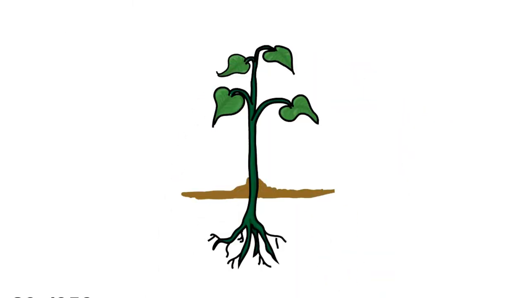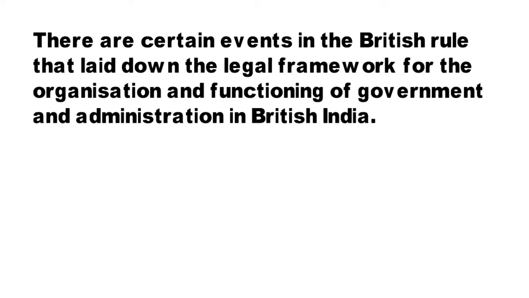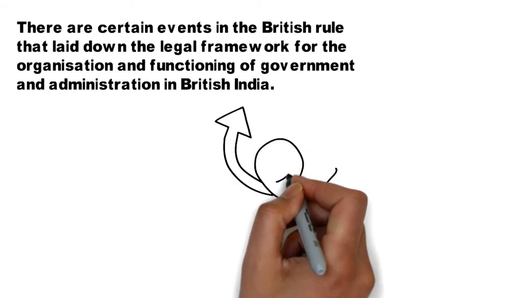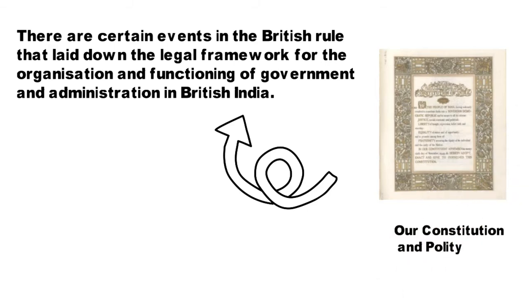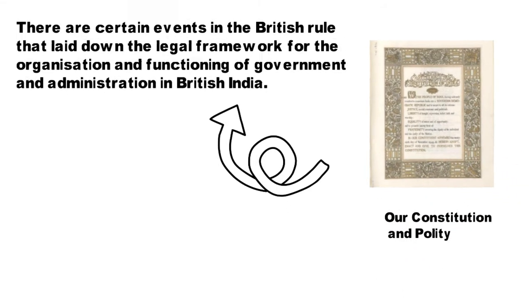However, various features of the Indian Constitution and polity have their roots in the British rule. There are certain events in the British rule that laid down the legal framework for the organization and the functioning of the government and administration in British India. These events have greatly influenced our constitution and polity. They are explained here in a chronological order.